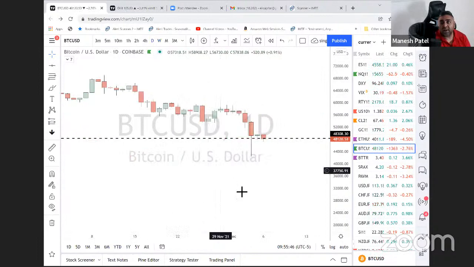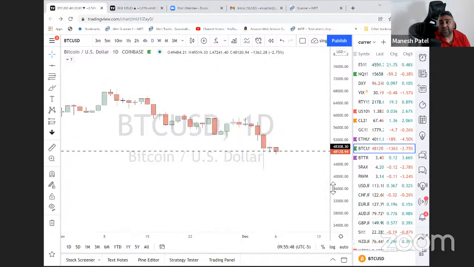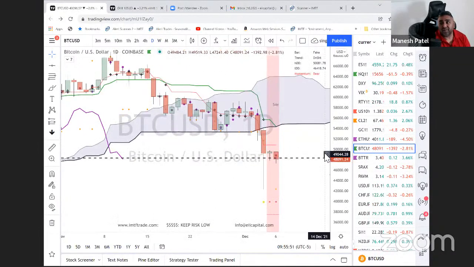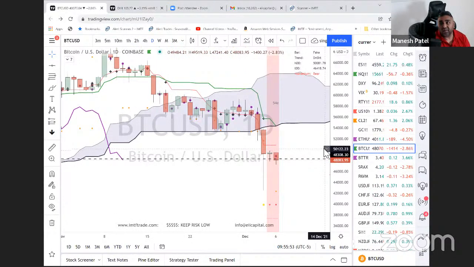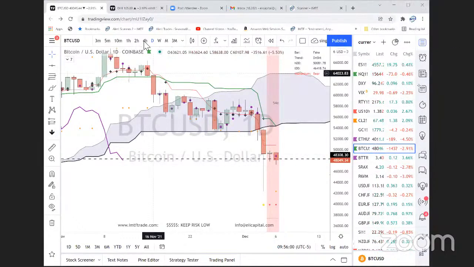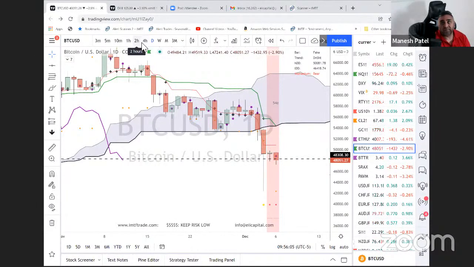Now let's look at the daily. Was there a timing element on the daily? Do you see anything? You had a possibility here. This was real. Was the next bar real? No. Everyone good? Yeah.